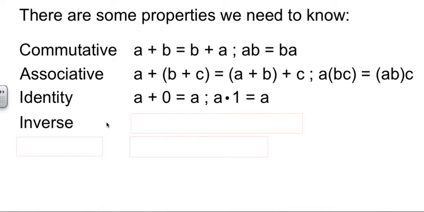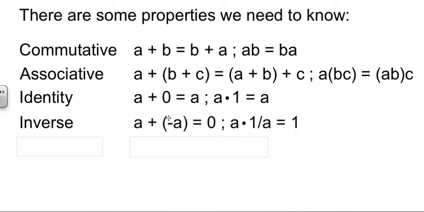And then there's this idea of inverse, and you're familiar with this also. A plus the opposite of A makes 0. A and negative A are inverses. For multiplication, it's 1 over A would be the inverse of A. You know this term as reciprocal.